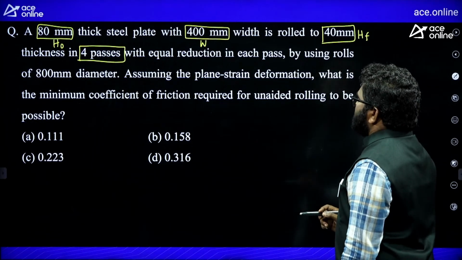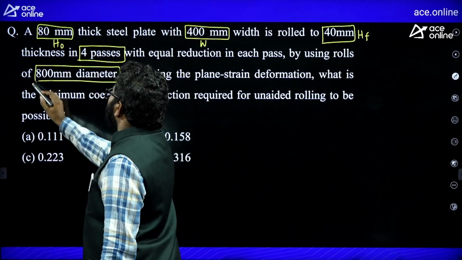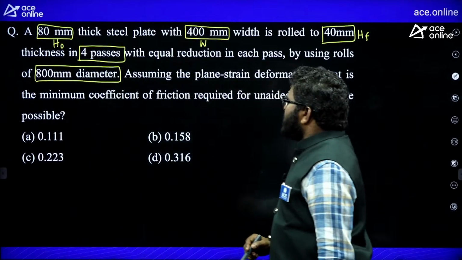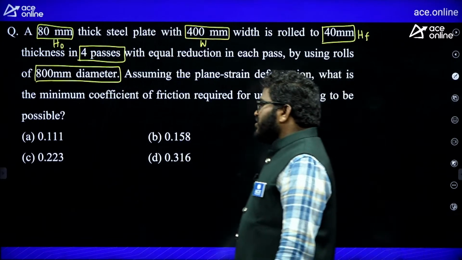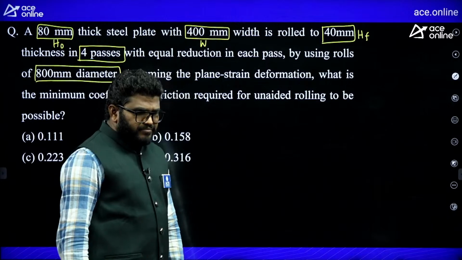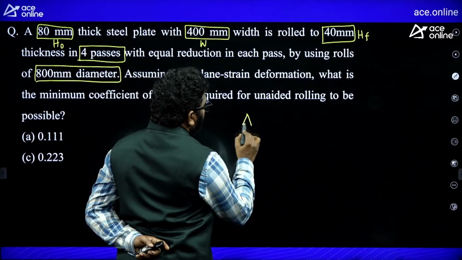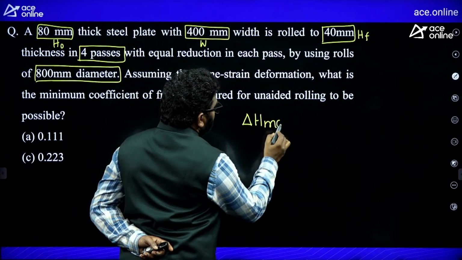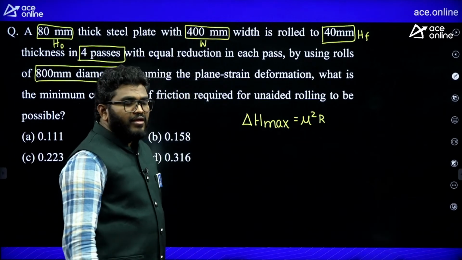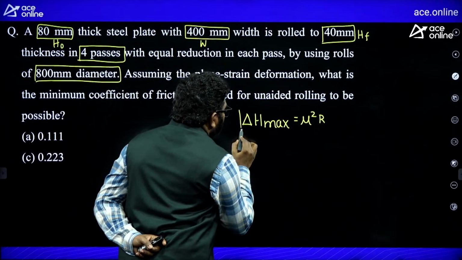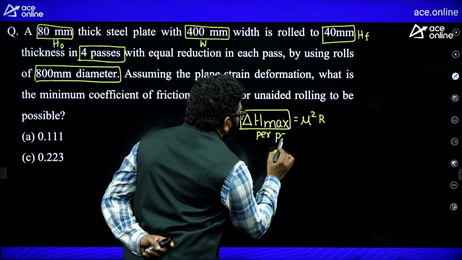Equal reduction in each pass, using rolls of diameter 800 mm, so radius is 400. Assuming plane strain deformation, what is the minimum coefficient of friction required for unaided rolling to be possible? So if you want to perform the rolling operation, what is the minimum friction? See, to calculate the friction there is a formula: delta H max is equal to mu square R. But remember, this is the delta H max per pass. In one pass, what is the reduction?